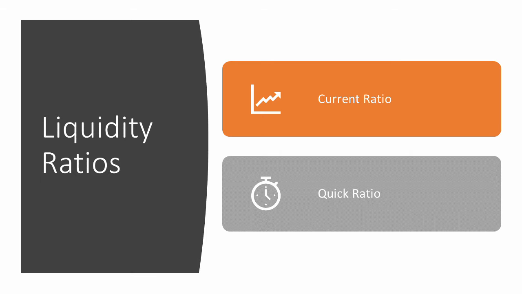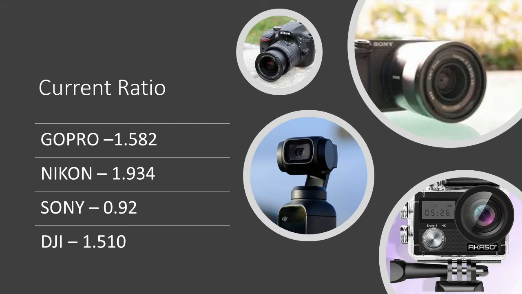First, we will talk about liquidity ratios. The first one is the current ratio. The current ratio is a liquidity ratio that measures a company's ability to pay short-term obligations, or those due within 1 year. GoPro has a current ratio of 1.582.